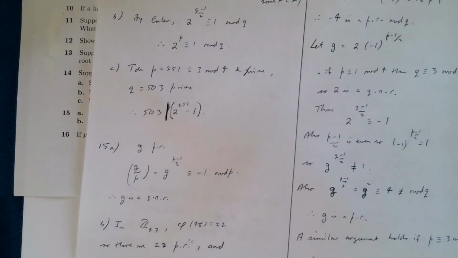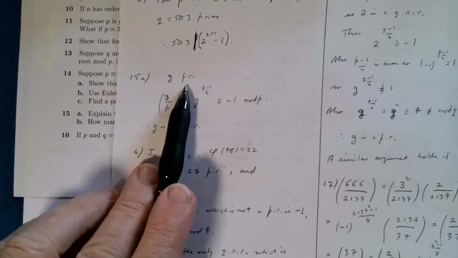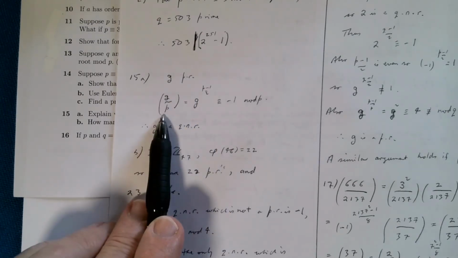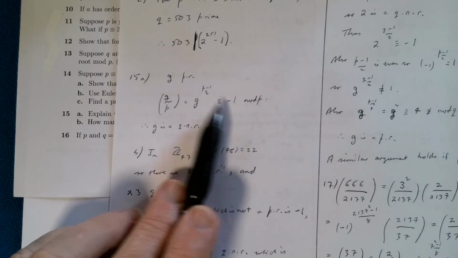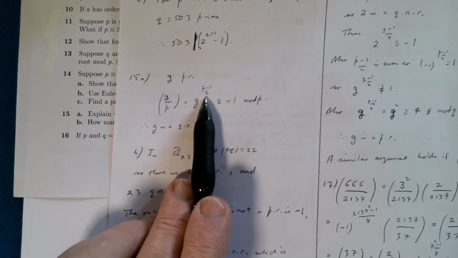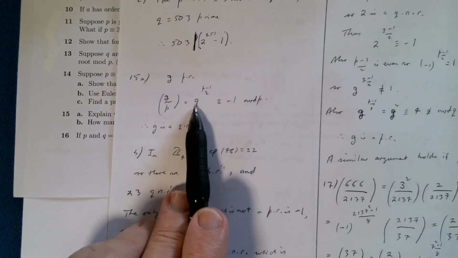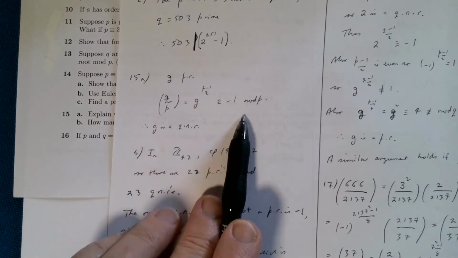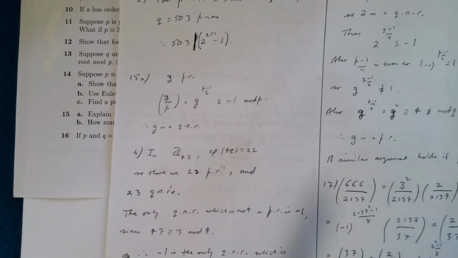So here's a little solution to question 15. If g is a primitive root, then the Legendre symbol g over p, by Euler, is congruent to g to the (p minus 1) over 2. And if g is a primitive root, then g to the (p minus 1) over 2 we know is minus 1 mod p, and that tells me that g is a quadratic non-residue. The converse, of course, is false.